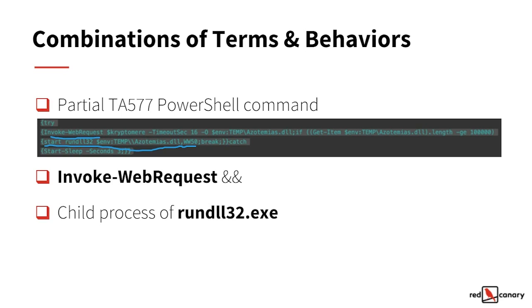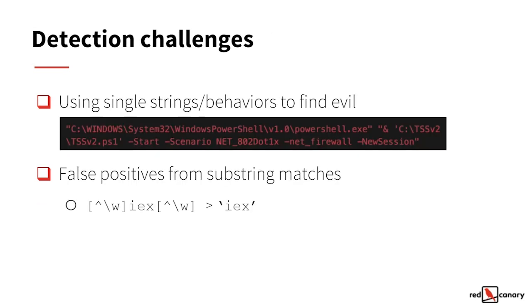And now, detection challenges, there's a ton. I'm going to talk to the few, there are three that I think are the biggest things. And so one is using single strings or behaviors to find evil, like I've mentioned. This command line is one example.